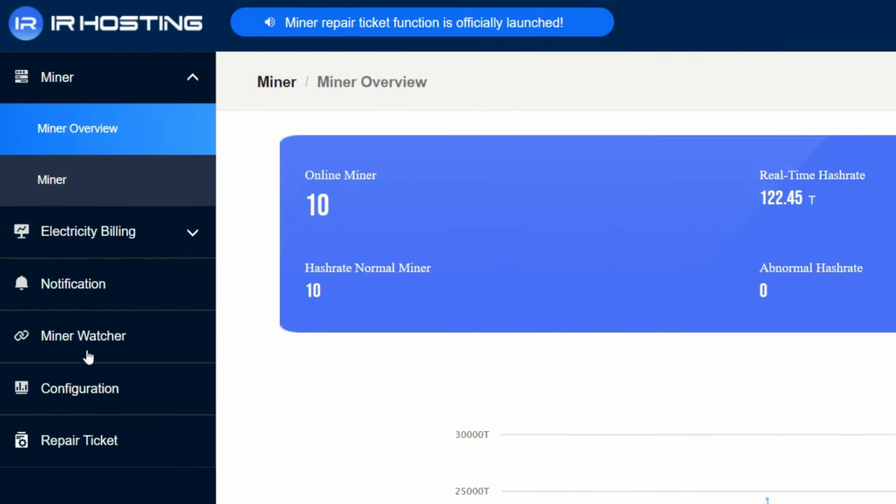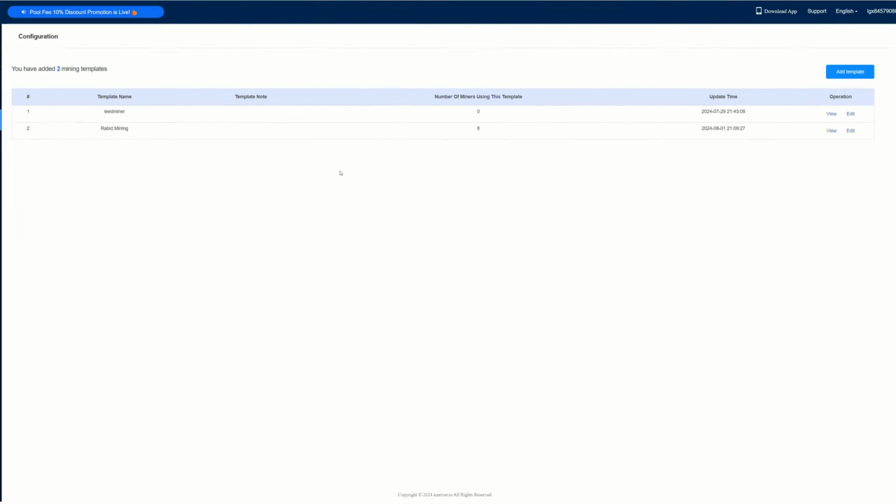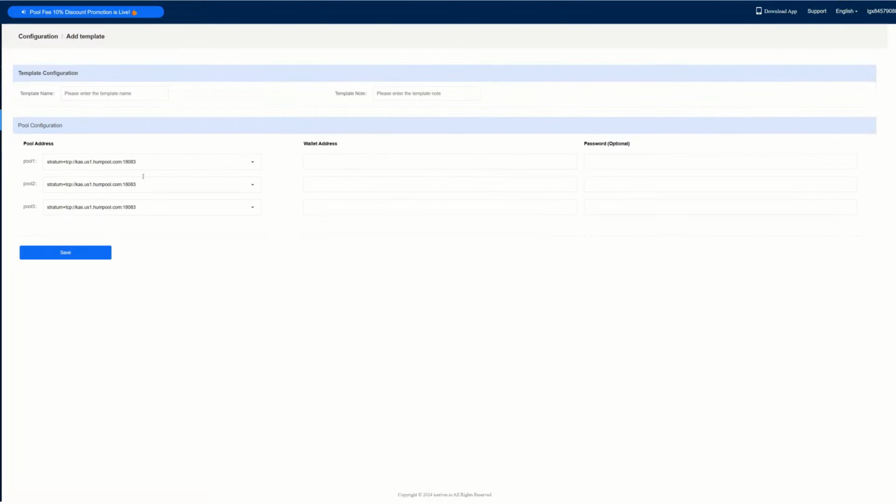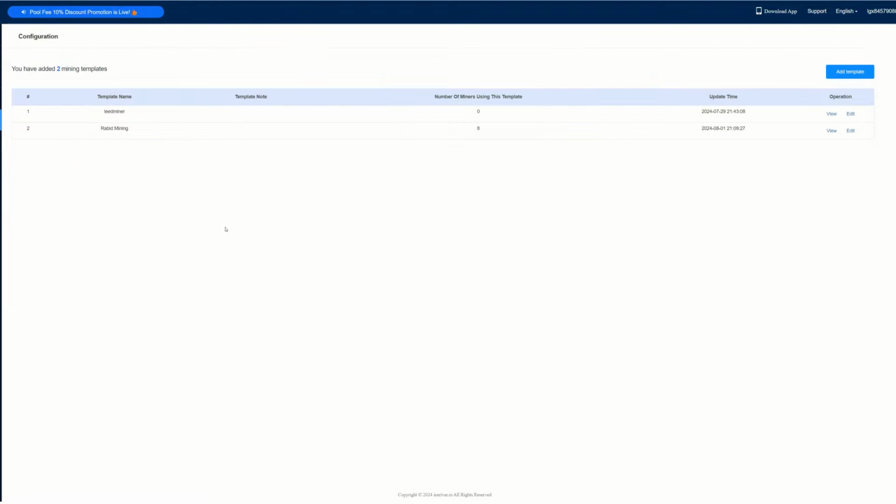Now coming in to set up our workers, we're gonna go into configuration. And this is like setting up a flight sheet in HiveOS. So you would add a template. To add a template, you would set up what pool you wanna mine to, your wallet address, password if you want, and so on. I'm just gonna bring it back a little bit here. And then you can see the two templates that are set up. One, Rabid Mining. The other one here is LEEDMINER, going between the address and stuff.